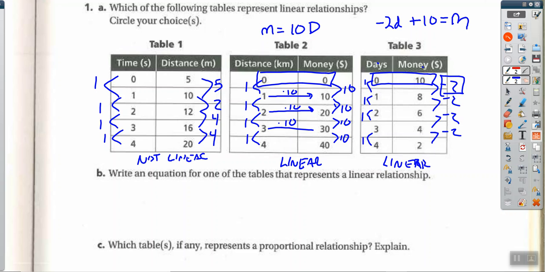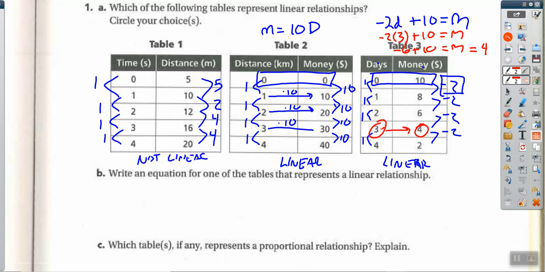Now, let's double check. Let's make sure this works. That's always a good idea. So when the days are 3, we should get $4. So -2 times 3, because 3 is the number of days, plus 10 is equal to money. That's -6 plus 10, so the money is equal to 4. Oh, that's what we got here. So we have an equation that works.